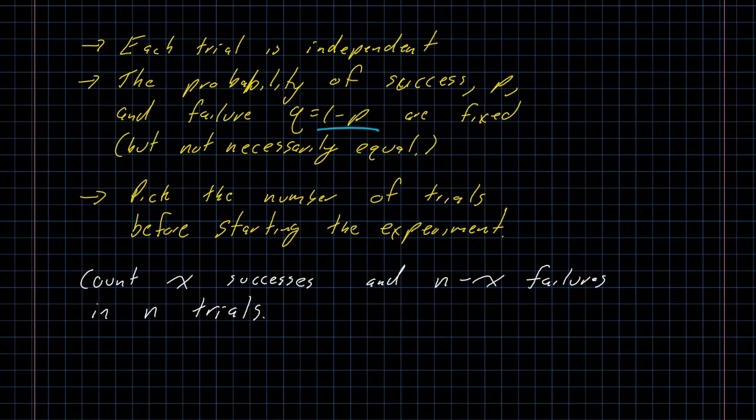And again, just some notation here. We're going to call the number of successes that we get in this experiment, the number of trials that give us the success result, X. The number of trials that we complete is going to be N. And then, because the only options are success or failure, if there are X successes, the remaining N minus X are all failures.